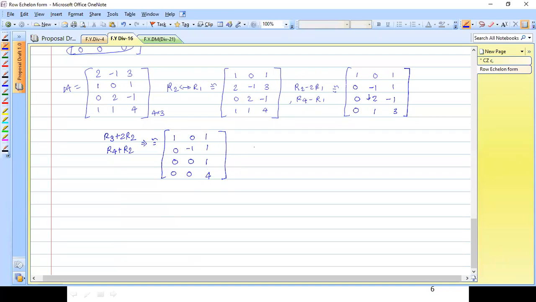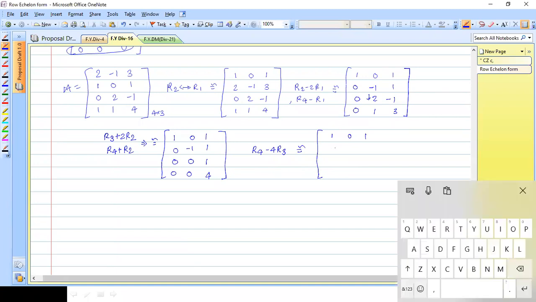So how to make this 4 to be 0? What are you going to do? R4 minus 4 into R3. And that time you will get a matrix 1 0 1, 0 minus 1 1, then 0 0 1, and this becomes 0 0 0. Is it okay? Yes, sir. How many non-zero rows do we have here? 3. Only 3, because here we have one zero row, it is not a non-zero row.